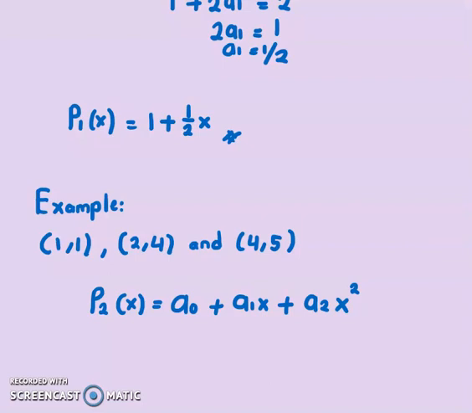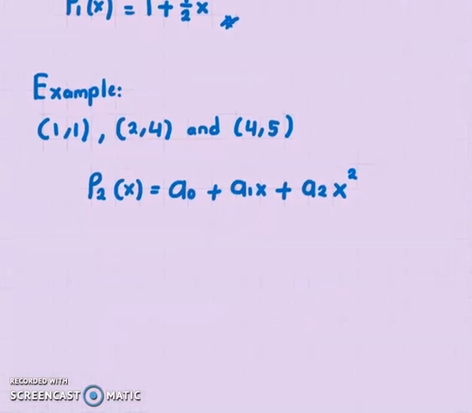If you have 2 points, like I showed earlier on, you will have a linear polynomial of degree 1, and if you have 3 points, we have a polynomial of degree 2. So, similar approach, we substitute and find the values of a0, a1 and a2. Let's start with x equals 1.